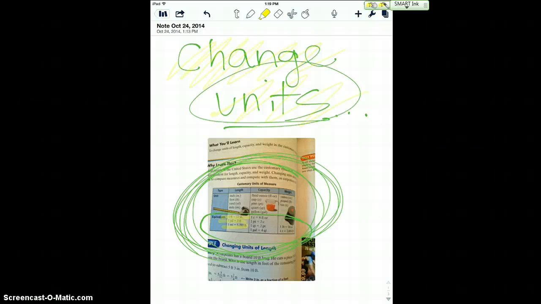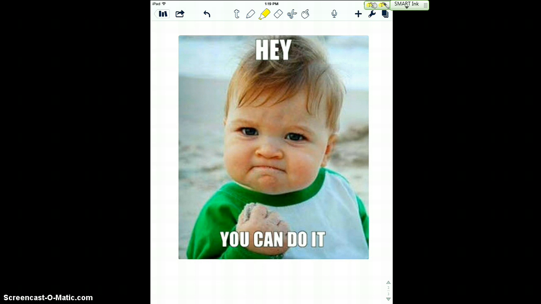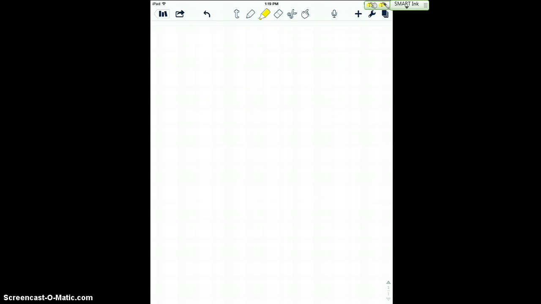And make sure you think of this: hey, you can do it, people. You can do it. I mean, look at that determined, adorable face. You can do this.